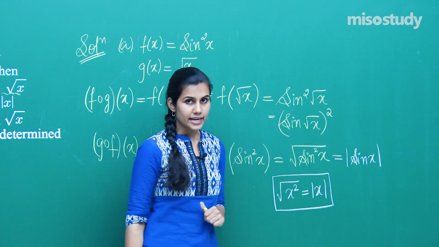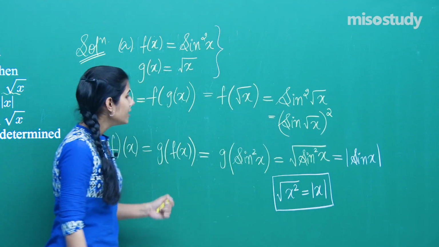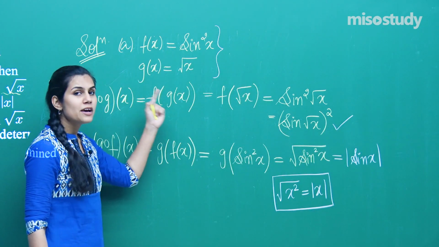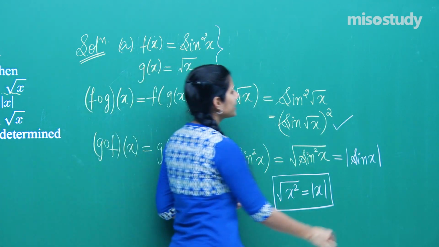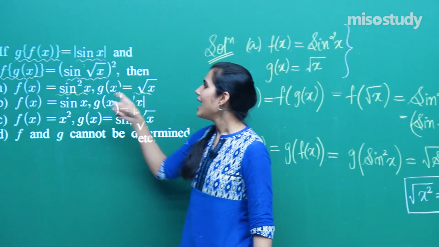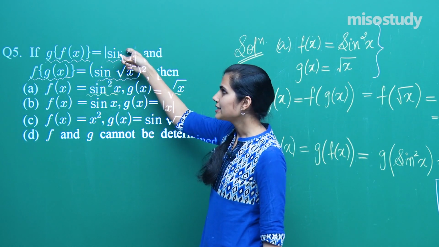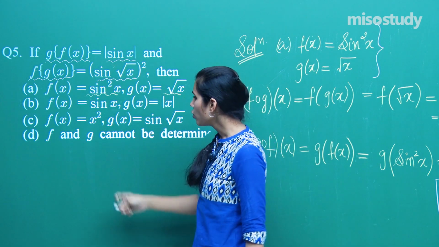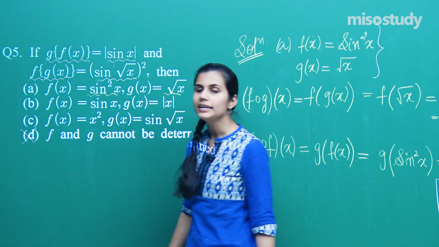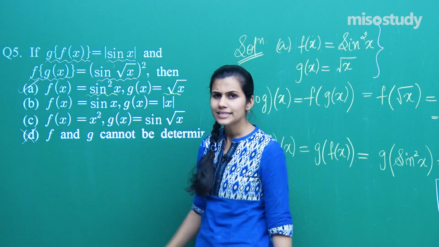mod of sin x. And this means with this f and this g, FOG is coming out to be what I wanted, and with the same f and same g, GOF is coming out to be what I wanted. That means there is an f and g corresponding to which FOG is sine square root x and GOF is mod sin x, and so this option is definitely wrong, which is f and g cannot be determined, and A is correct. What about B and C?